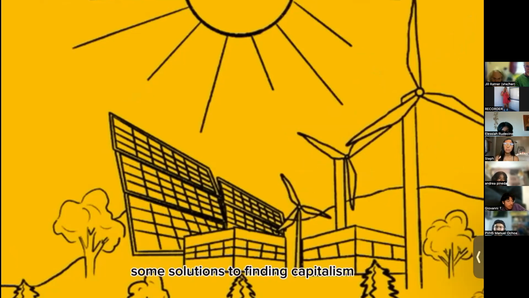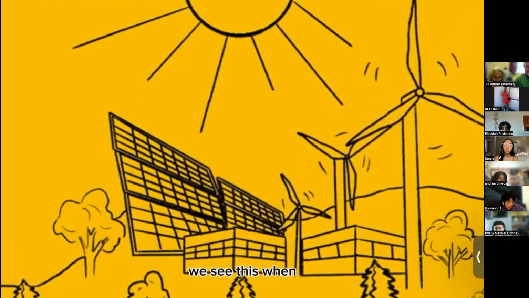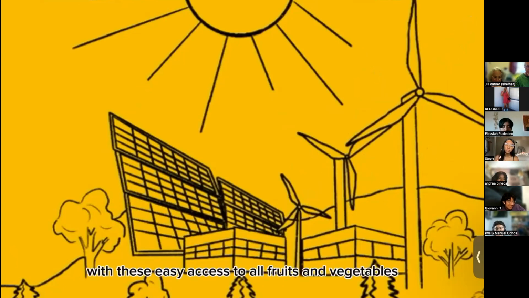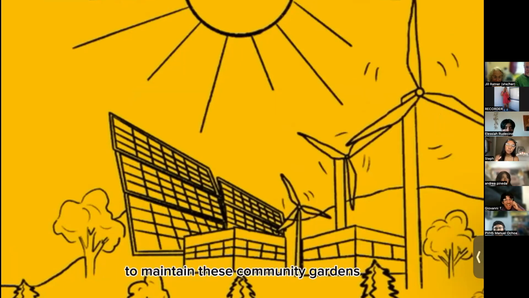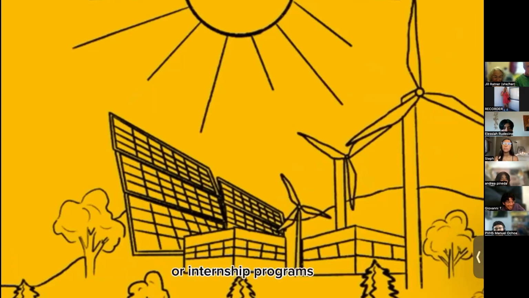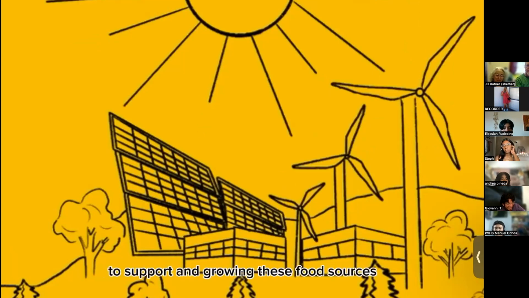Some solutions to fighting capitalism are decommodifying food. We see this when there are community gardens with easy access to all fruits and vegetables. To maintain these community gardens, we can also implement volunteer or internship programs for community members to support and grow these food sources.